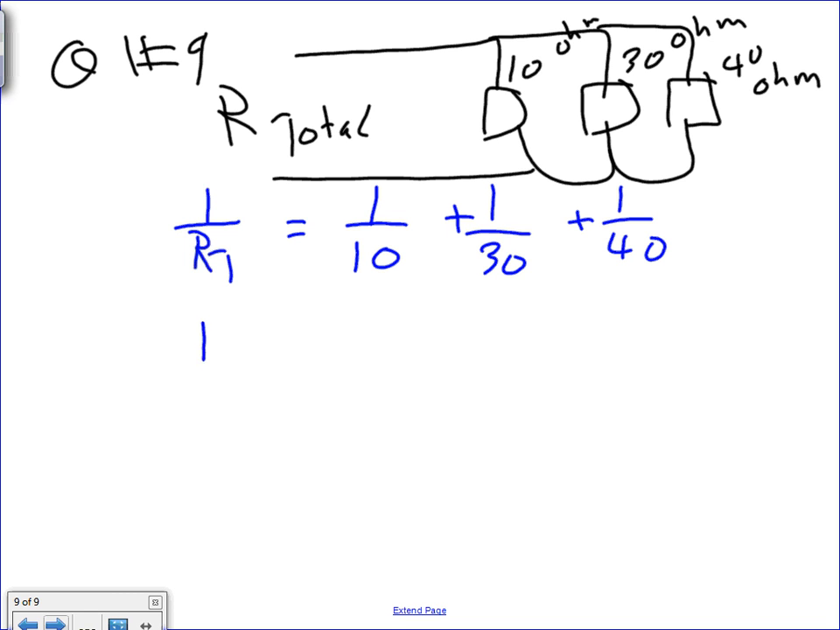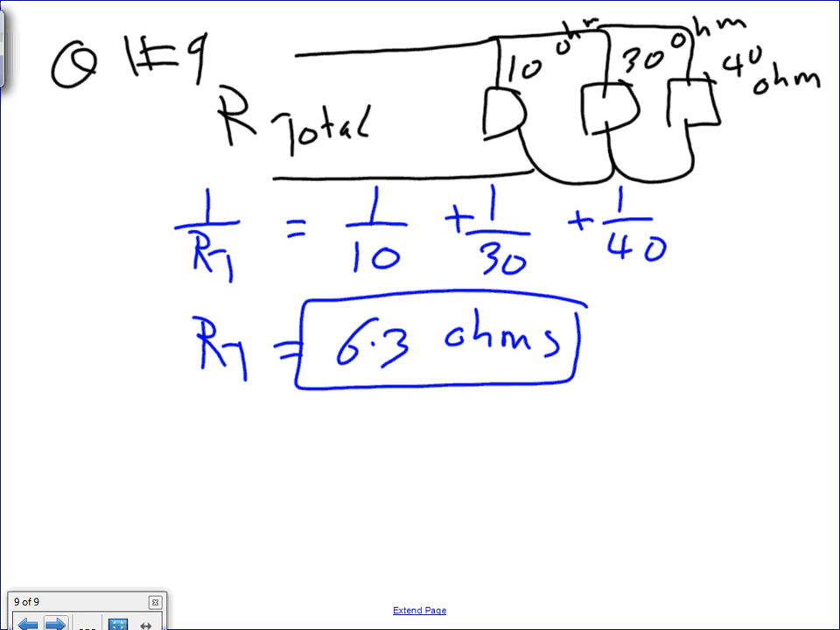So R total equals 6.3 ohms, 6.3 ohms and some change.